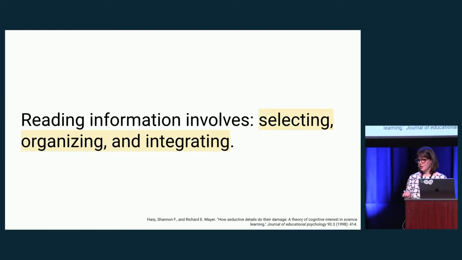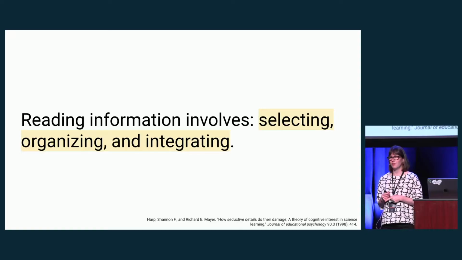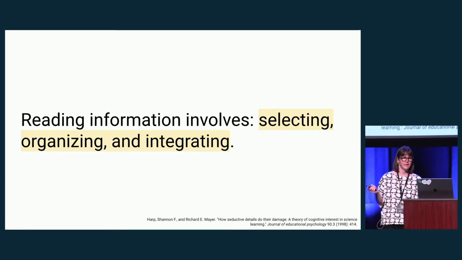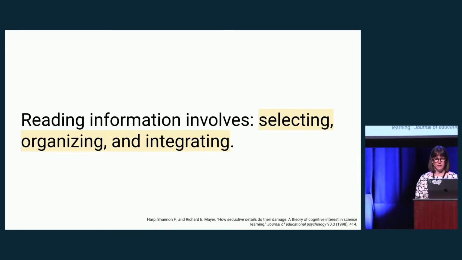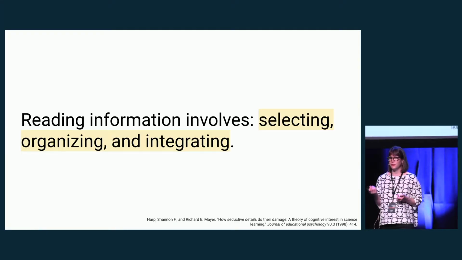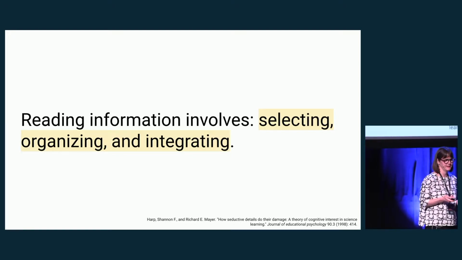So reading information involves these 3 things. It involves selecting, organizing, and integrating. So when I say selecting, that means paying attention to key information in the text. Organizing involves building internal connections between the selected pieces of information. And integrating involves building external connections between new information and prior knowledge. An example of helping learners select or users select information would be like learning objectives.